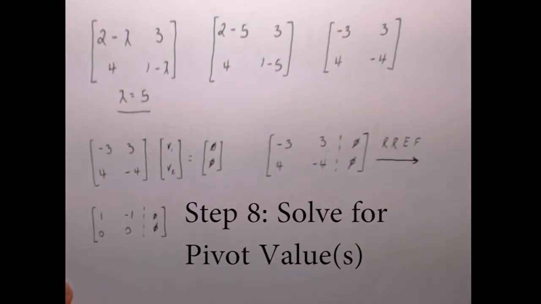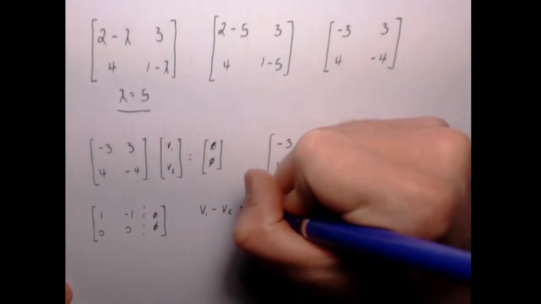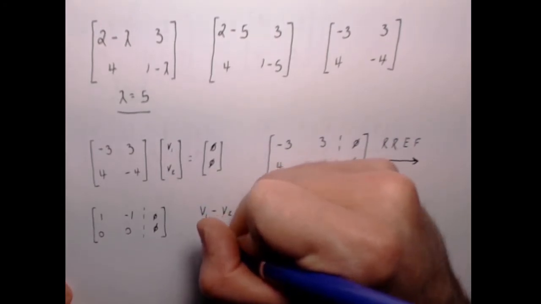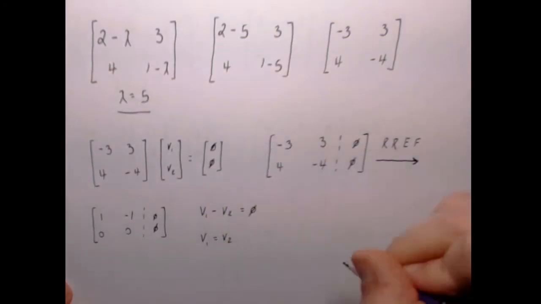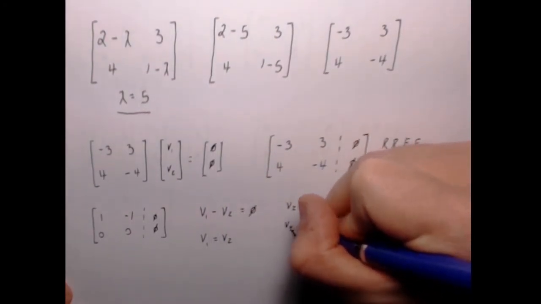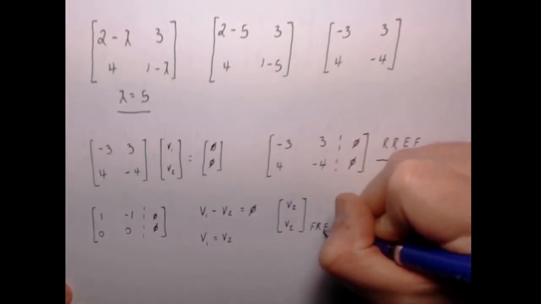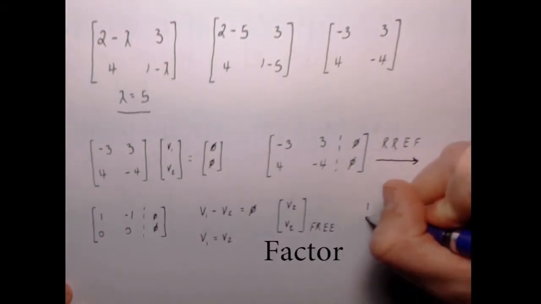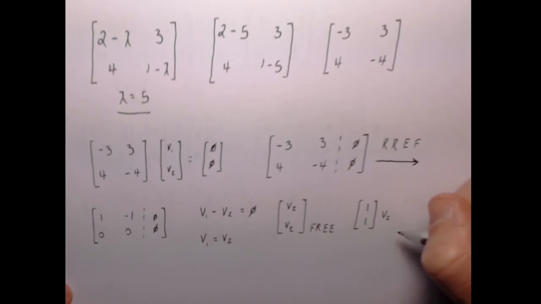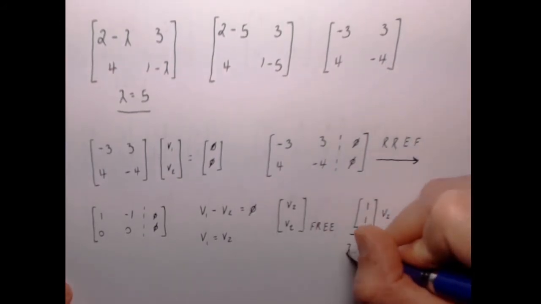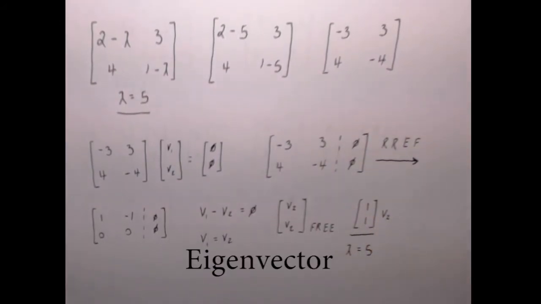Now we'll want to solve for our pivot values, and we'll find that V1 is actually equal to V2. And V2 is a free variable. And when you factor out V2, you're left with the matrix 1, 1. And that's our first eigenvector.